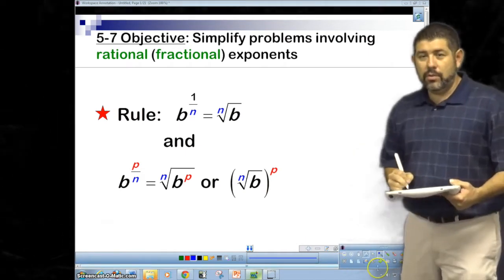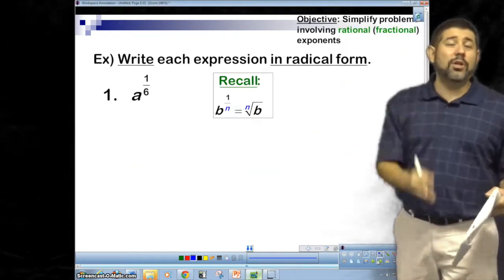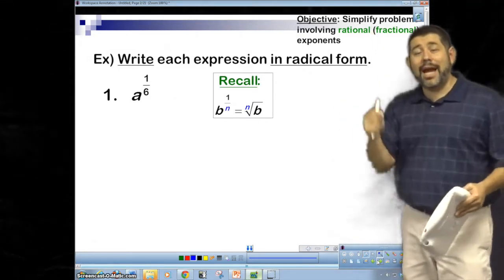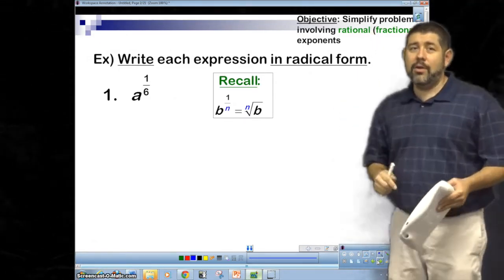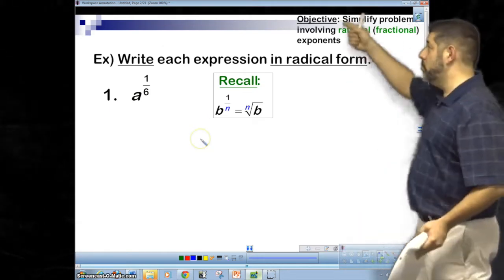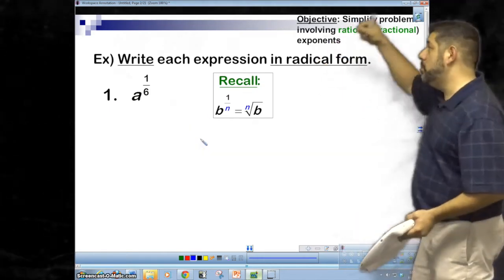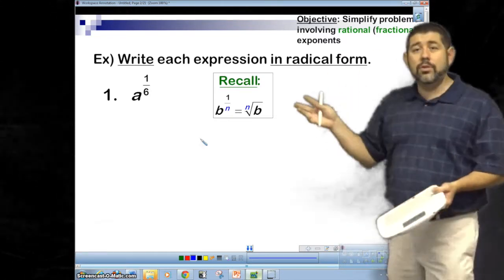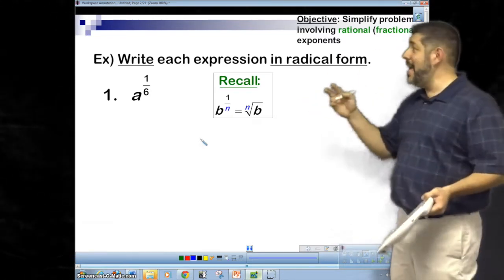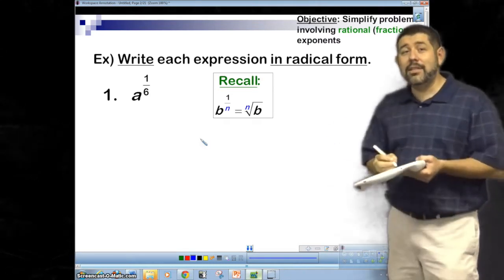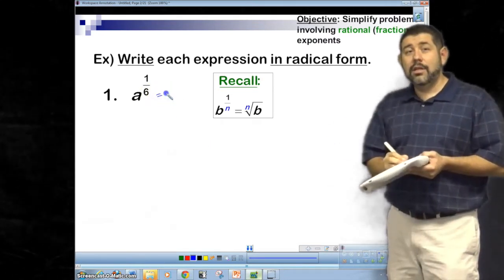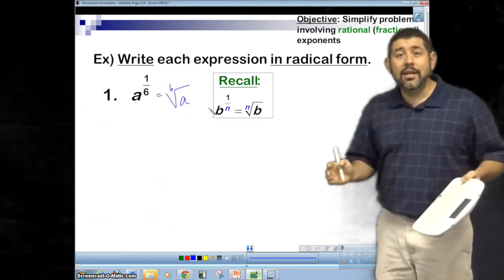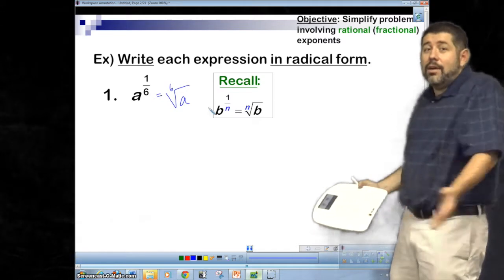I've got lots of examples. I'm going to run through these really fast. We're going to write an expression in radical form. So how do I do that? I'm going to remember this rule, which is b to the 1 over n is equal to the nth root of b. So all I'm going to do is turn it into that. If I have a to the 1/6, that's going to be the 6th root of a. That's all you do. 6th root of a. Done.